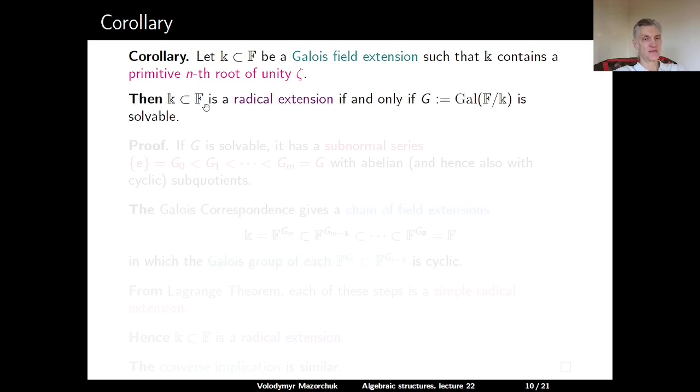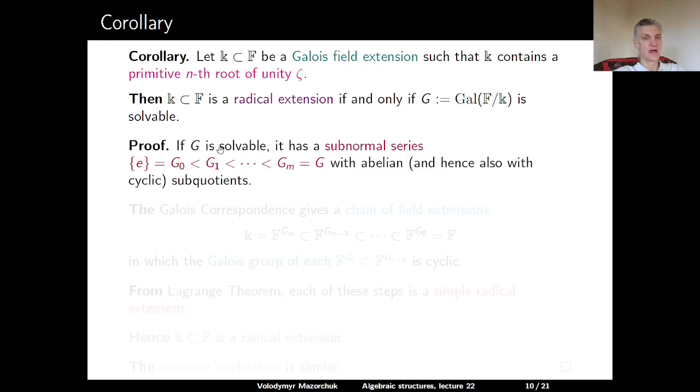Then K inside F is a radical extension if and only if the Galois group of this extension is solvable. Proof. If G is solvable, it has a subnormal series with abelian and hence also with cyclic subquotients. So we have G, it has a normal subgroup G_{m-1}, and then normal subgroup G_{m-2}, and then we can go all the way down to the identity.